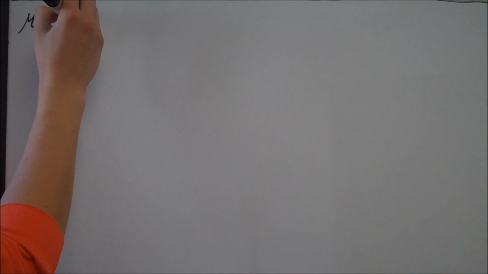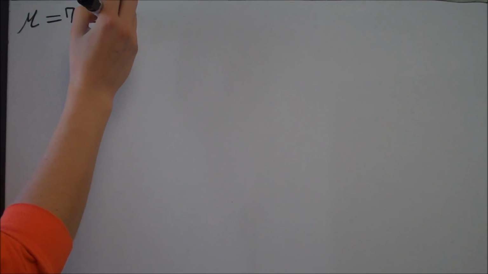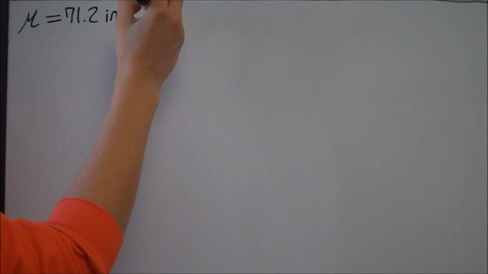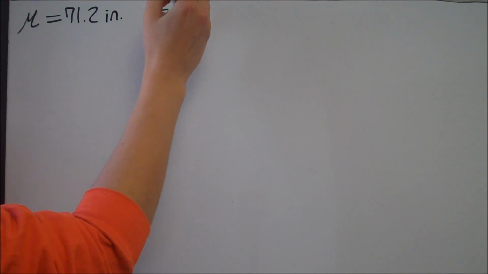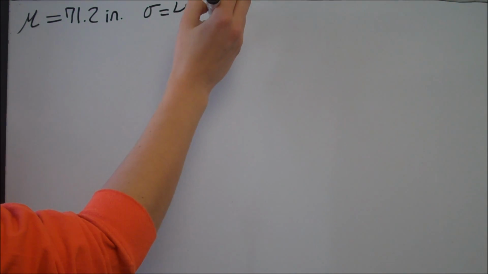For this problem, it tells us to assume that men's heights are normally distributed with a mean of 71.2 inches and a standard deviation of 4.6 inches. So let's go ahead and write that. Mu, which is our population mean, is equal to 71.2 inches. And our population standard deviation, which is sigma, is equal to 4.6 inches.